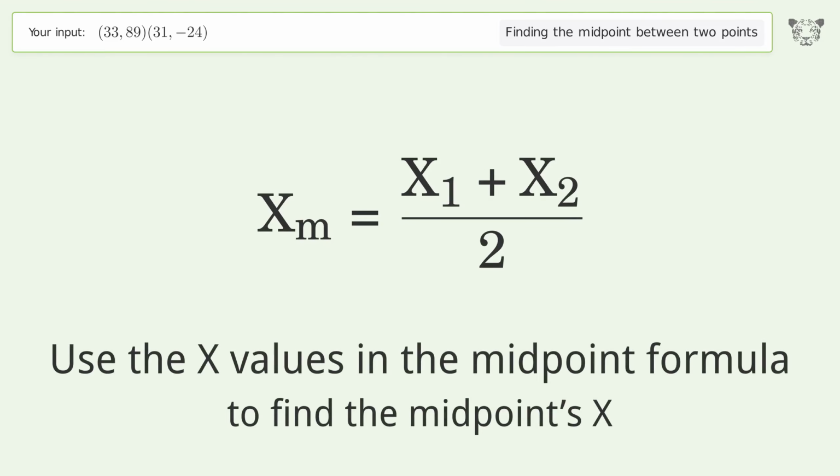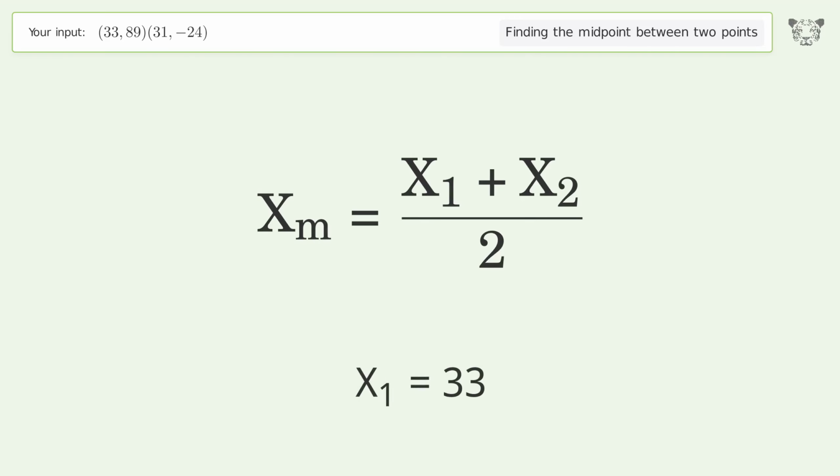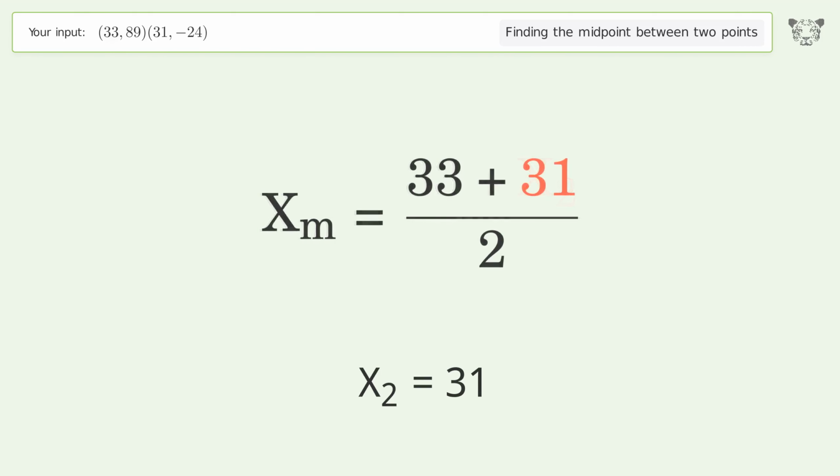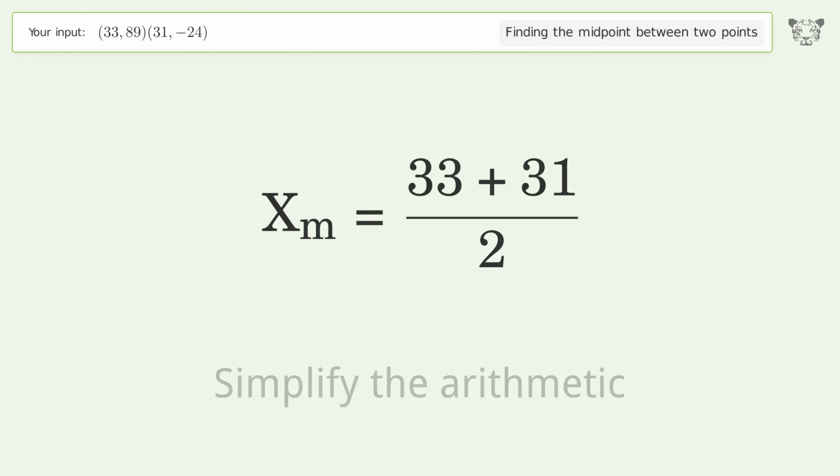Use the x values in the midpoint formula to find the midpoint's x. x1 equals 33. x2 equals 31. Simplify the arithmetic.